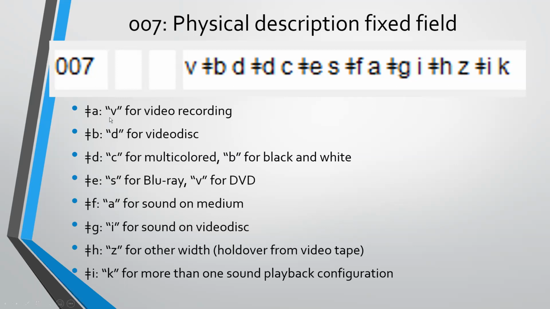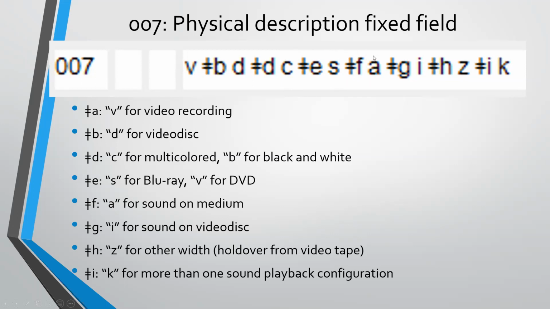So our subfields are A, which is V for video recording. Subfield B is D for video disc. Subfield D, in this case, is C for multicolored. It would be B for black and white if you had a black and white movie. Subfield E is where it indicates what kind of disc this is on. So here we've got S for Blu-ray. You would put V if it was a DVD.